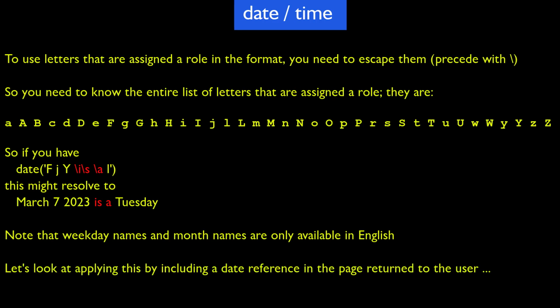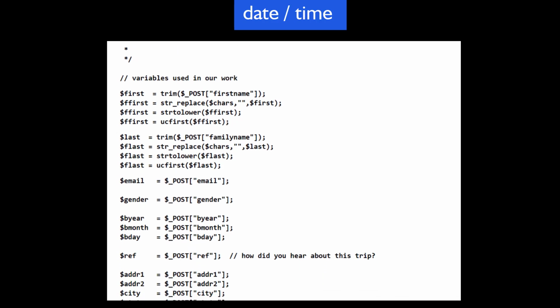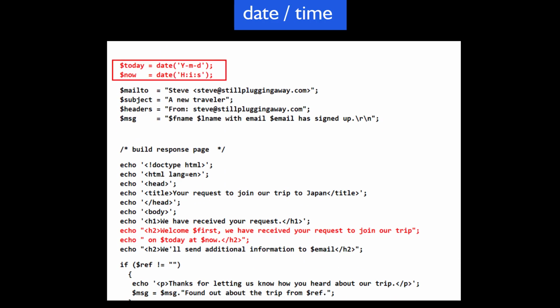Let's look at applying this by including a date reference in the page returned to the user. So here's our code as it now stands. I'm going to scroll down to the new stuff, and here we define a date. $today is date of in a format of uppercase Y dash lowercase m dash lowercase d, and a timestamp. $now is date of uppercase H colon lowercase i colon lowercase s.